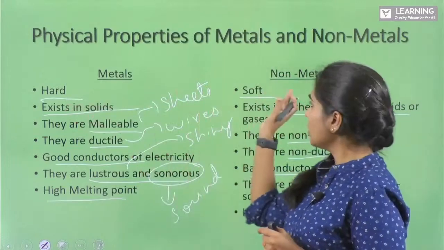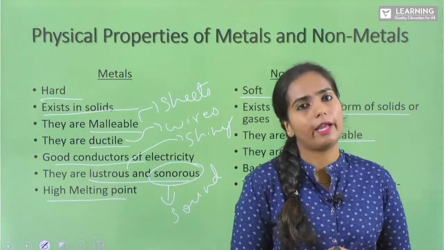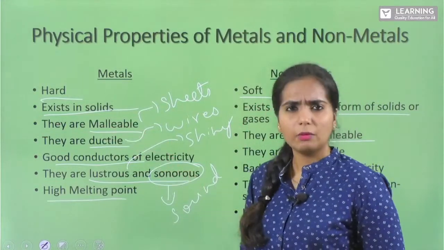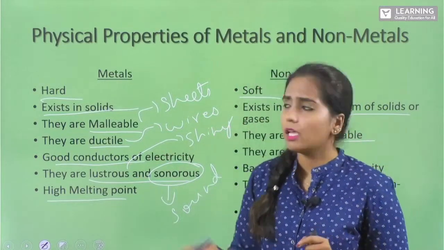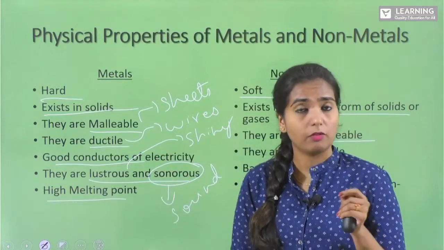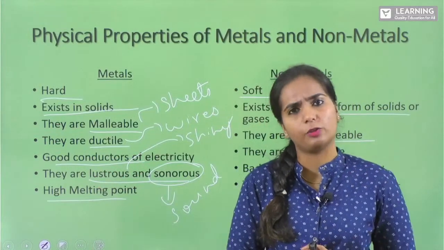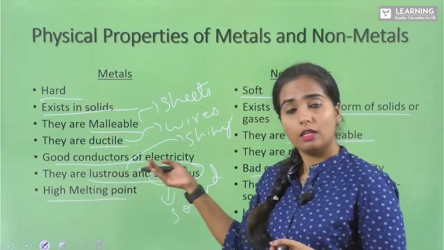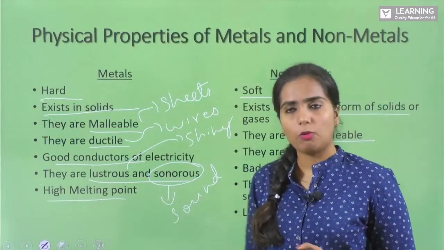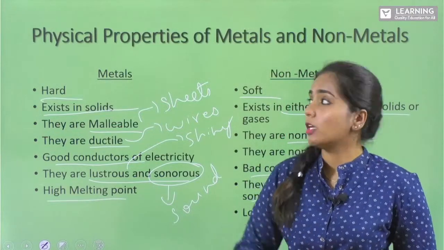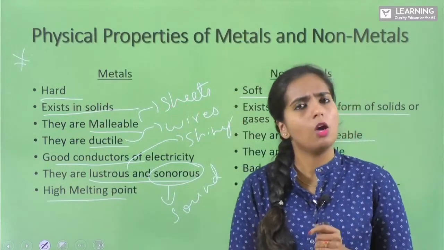Metals are hard, non-metals are soft. Metals exist in solid state, non-metals exist in solid or gaseous state. Metals are malleable, non-metals are non-malleable. Malleable means they can be made in the form of sheets, and metals are ductile, that means they can be made in the form of wires. Non-metals are non-ductile. Metals are good conductors of electricity, non-metals are bad conductors of electricity. Metals are lustrous and sonorous, non-metals are non-lustrous and non-sonorous. Metals have a high melting point and non-metals have a low melting point. So this is a very important question from your examination point of view.